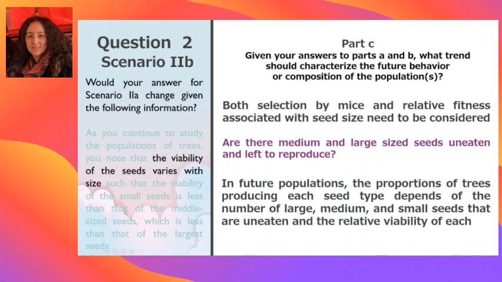So this is a little more of a complex situation. We don't have a direct answer as to what would characterize future behavior or composition. We just kind of have the information that would be important, and we'd need actual data sets to really consider how the composition of the population would change.